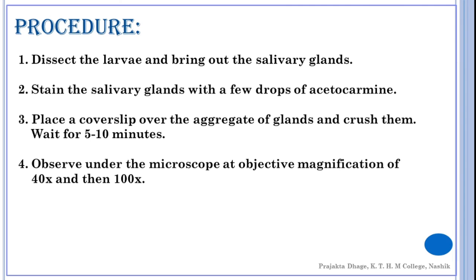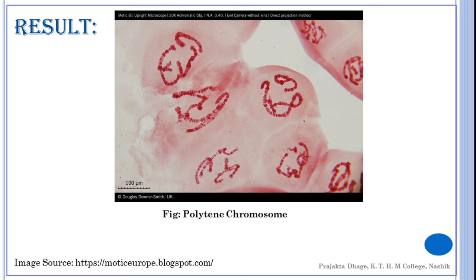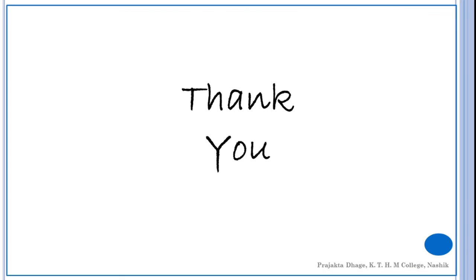Okay, so this was about the procedure, and this is what you are going to see in results. This is how the polytene chromosomes are going to appear to you, with their light and dark banding pattern. Here you can clearly see the light and dark banding pattern. So this was about this particular experiment and studying the polytene chromosomes in the Chironomus midges. And thank you so much for listening.